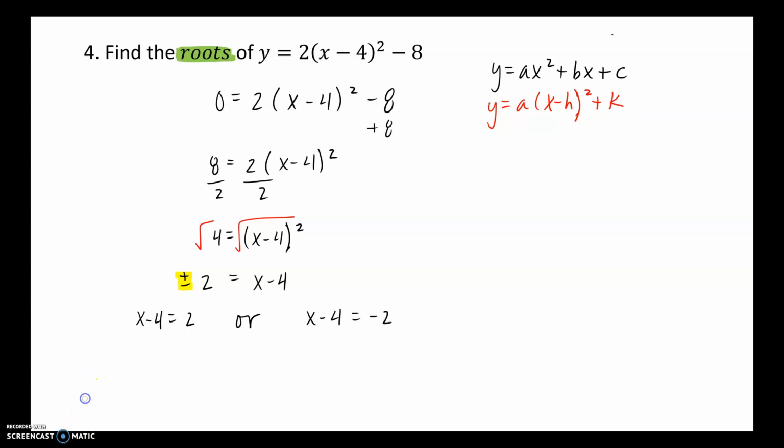I'm breaking that up into, here's my positive answer. I don't write the plus. There's my negative answer, just like if I were to use it with the quadratic formula. Add 4 to both sides, so x is equal to 6. Add 4 to both sides, or x is equal to 2. So the roots of my solution would be 6 and 2.